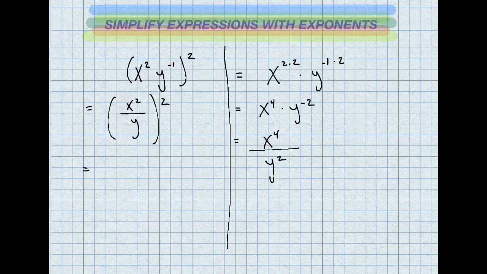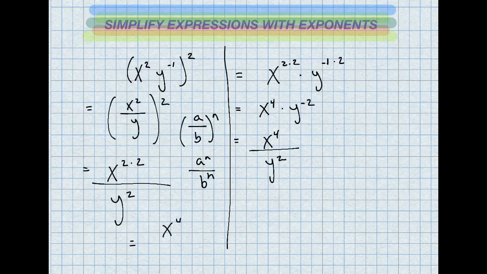And then our other rule, remember this rule: a over b to the n equals a to the n over b to the n. So that's just saying x squared times 2 over y squared, or x to the 4th over y squared. So there are two approaches you could take. One is to do the multiplication first, which is what you get here. The second way is to do the reciprocal first and then use this rule. So there it is, two different methods to get the same answer.